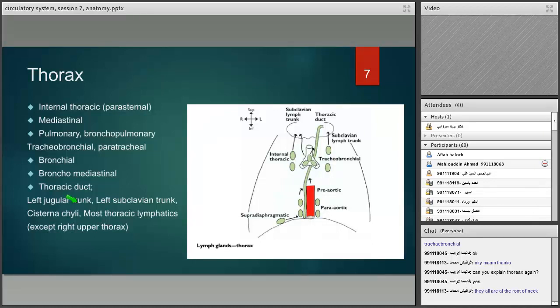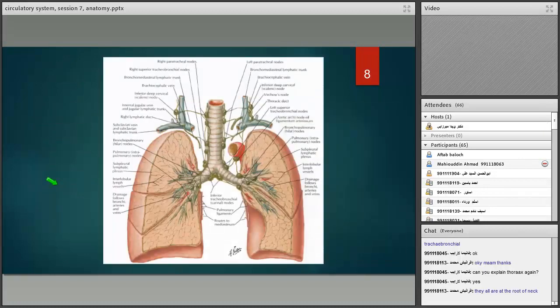Left jugular trunk, which is draining the lymph from the left side of the head and neck. Left subclavian trunk from the left upper limb. Cisterna chyli from the lower limbs and the abdomen. Most thoracic lymphatics, I mean the left thoracic side, to the thoracic duct.